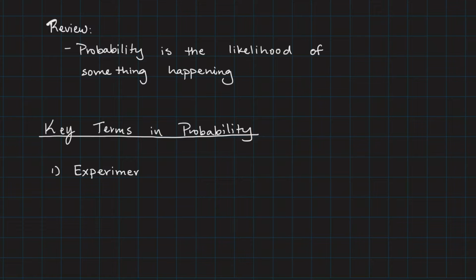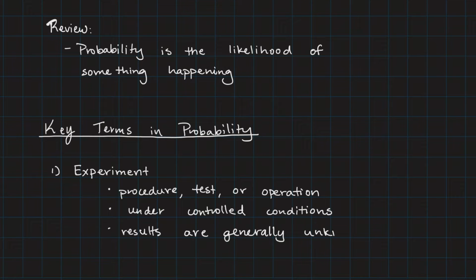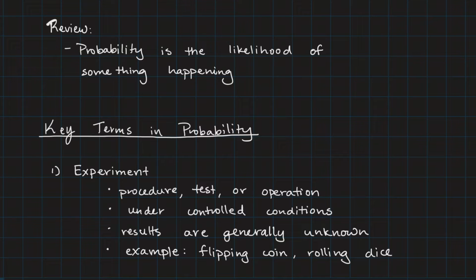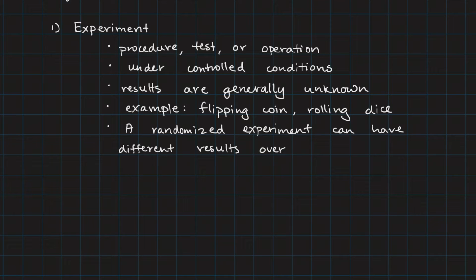The first term is experiment. An experiment is essentially a procedure, test, or operation that is conducted under controlled conditions with some intention. The intention may be to validate results, explore new changes, or something completely new. An example of this might be flipping a coin to see whether you get heads or tails. A more complicated example may be recording the first failure in a manufacturing assembly line. There's a random component to experiments, which we will explore in depth in future videos. For now, we can lay the groundwork by saying that a randomized experiment can potentially have different results over similar iterations.